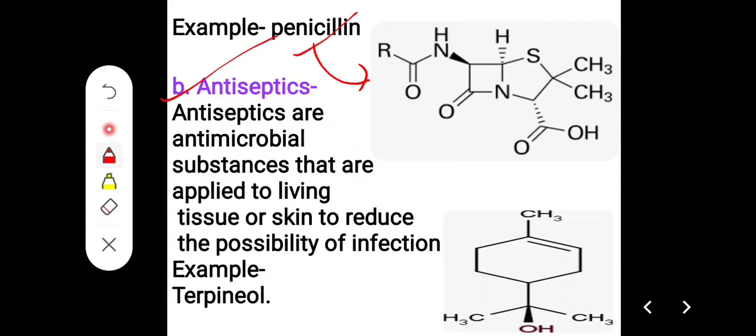Suppose any harmful things fall on our skin, so we have pain, we have a problematic situation, so we have to use antiseptics as an antimicrobial substance that should be applied to living tissue, because our skin is also living and has living cells, and to reduce the possibility of infection. It should destroy the possibility of forming infection in future days, okay. So for example, terpineol, and the terpineol structure is this, okay. This type of structure is terpineol.